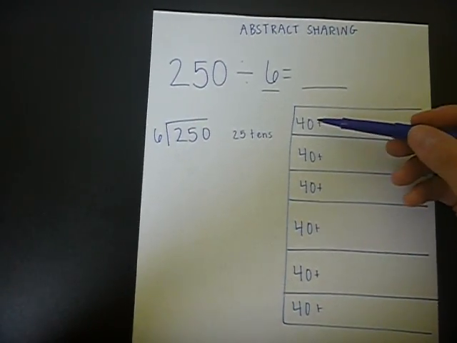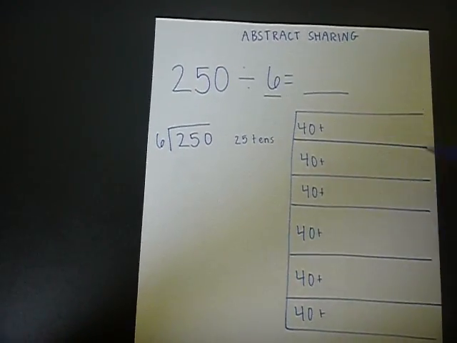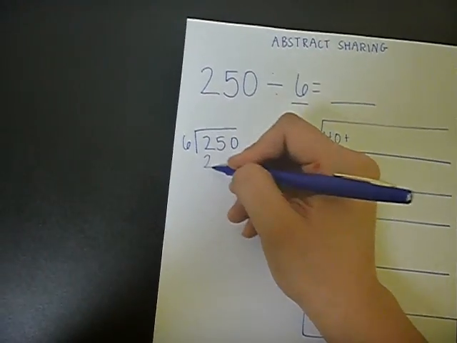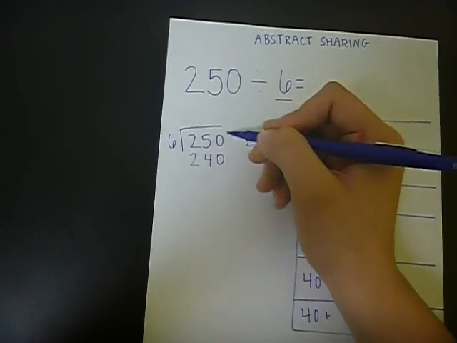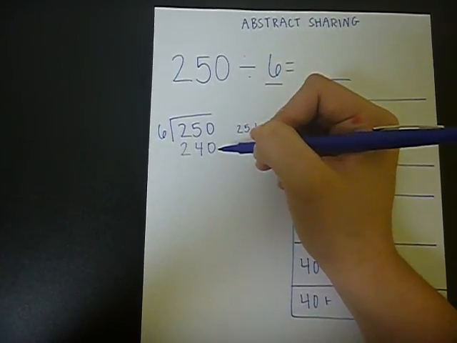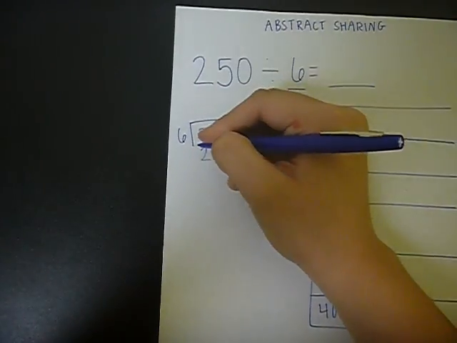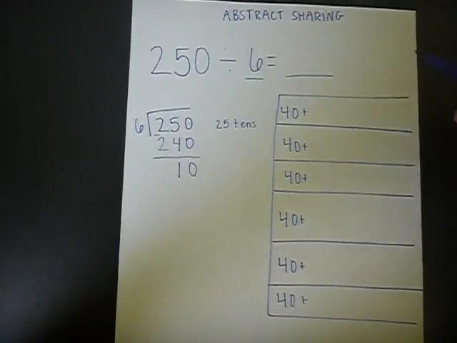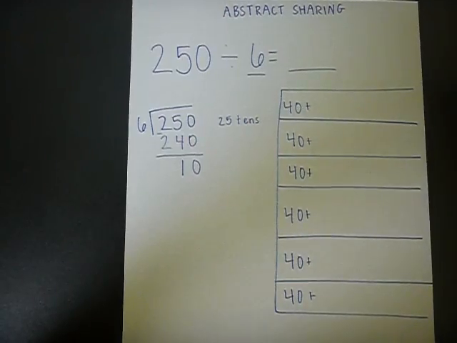My total number of tens that I've shared out is 24 tens, or 240. I'm going to write that underneath my 250. This is the total that I need to share out, and this is what I've already shared out. I'm going to subtract, and I'm going to get 10. 10 is what I still need to share out.